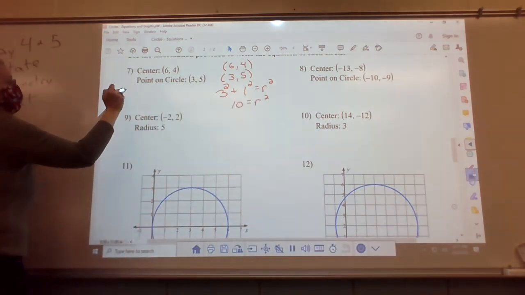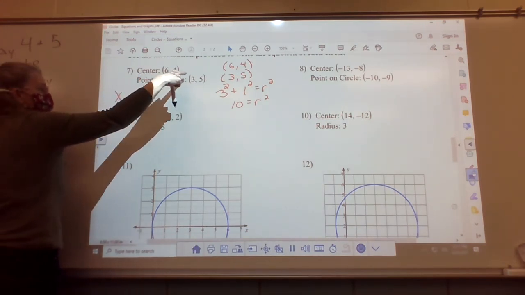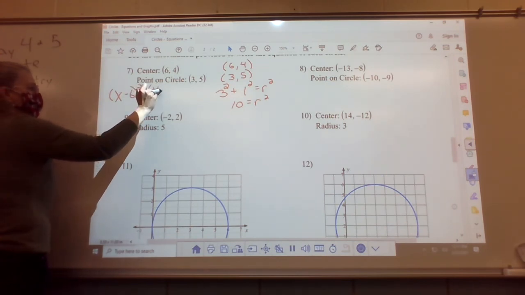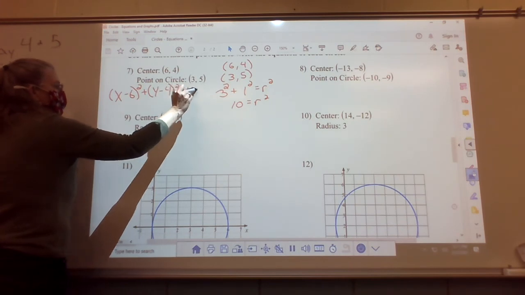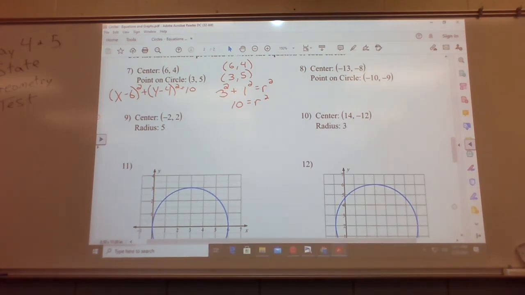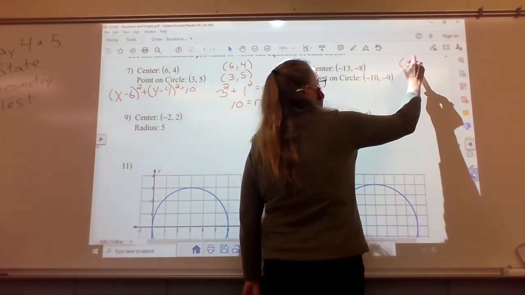So now I can go to my formula, x, this is 6. Make sure you're doing it from the center. Don't pull it from this number. It's the center. So x minus 6, quantity squared, plus y minus 4, quantity squared, equals 10. There's my equation. Like I said, those are the tricky ones. They're a bit hard. There's more work to them. So let's look at number 8. Again, I'm going to write these on top of each other just because it makes it easier to keep track of what's what.